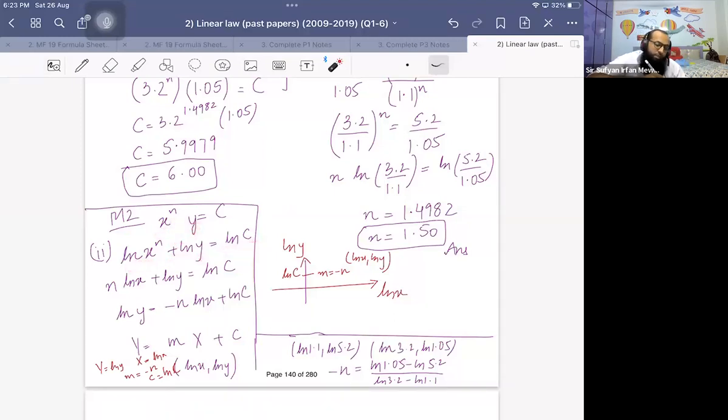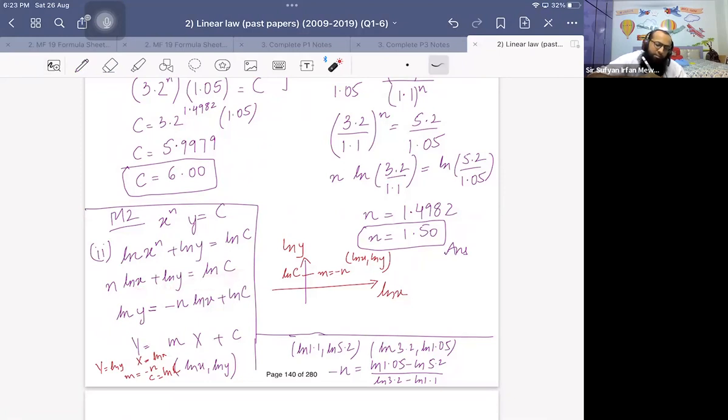Now, this n as per the power law will come at the front. So n ln x plus ln y is equal to ln c. So n ln x plus ln y equals ln c.